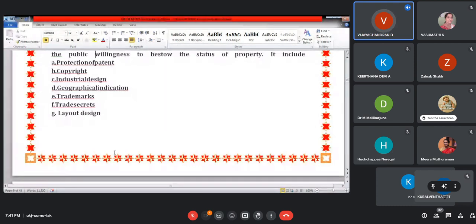And industrial design, the layout. Geographical indication means the product will be produced only in that area and not in other areas, so that right will be there. For example, Salem mango, Dindigul lock, Tirunelveli halwa, Palani Panchamirtham, Simla apple. All come under geographical indication. That product will be manufactured only in that area.